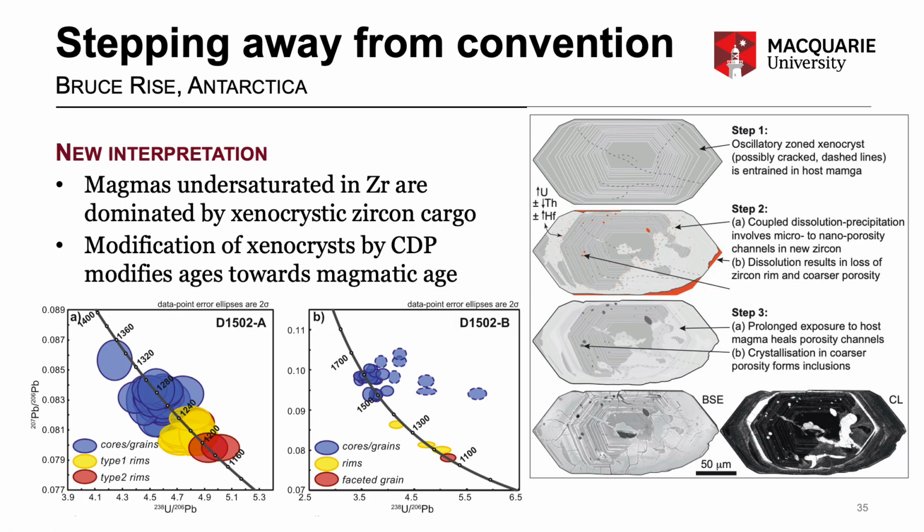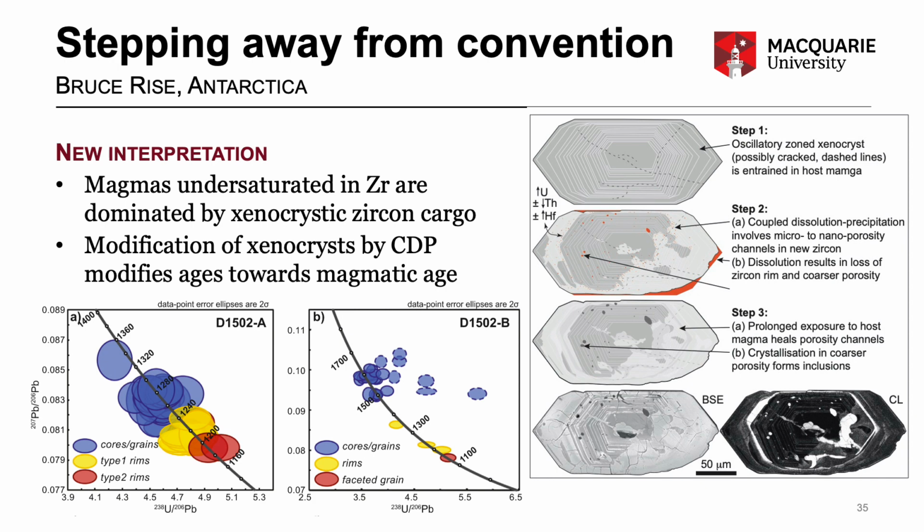So now we're starting to step away from convention. In a paper that we published this year, we're putting out a new interpretation where magmas that are undersaturated in zirconium are going to be dominated by xenocrystic zircon cargo. They're not going to have enough zirconium to be growing their own new zircon. The modification of these zircon xenocrysts by coupled dissolution precipitation will modify the ages towards the magmatic age.